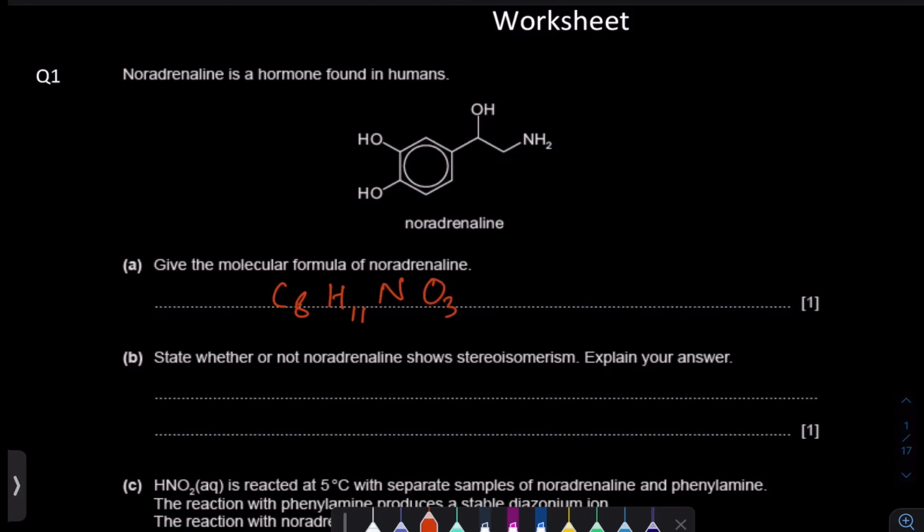State whether or not noradrenaline shows stereoisomerism. So do we have any chiral carbon? Let's see. Do you see any chiral carbon? है ना? This carbon is chiral. So because of that, yes, there's a chiral carbon present. Clear? बहुत simple सा question था ये.